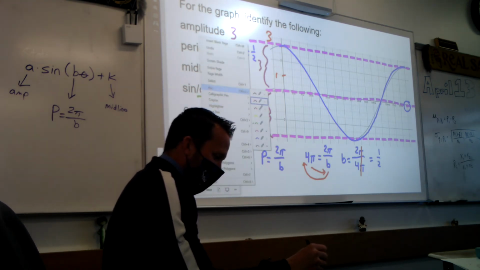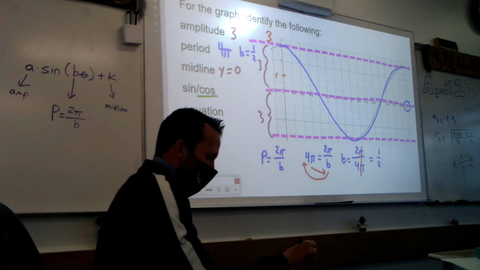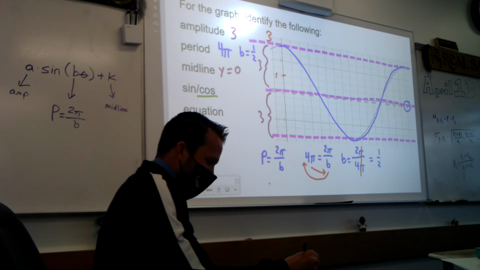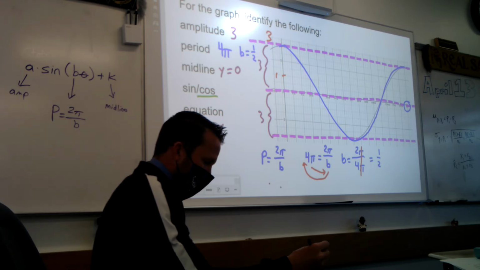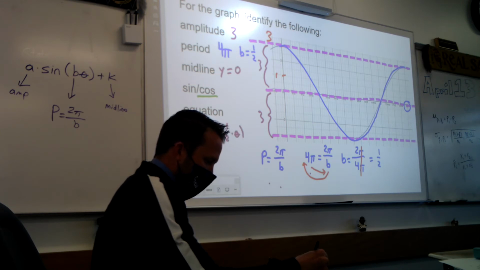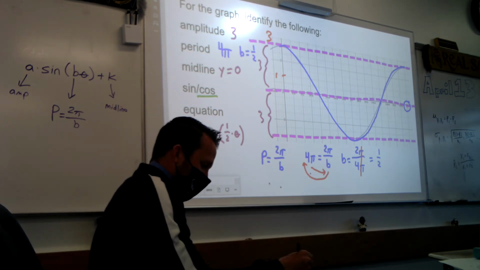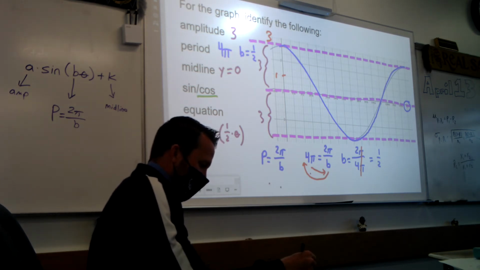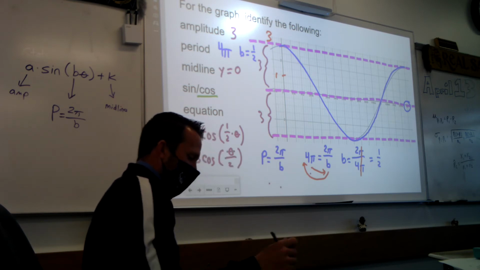Did I say it? No, you said it last time. Who's going to say it this time? How about Jade? Jade, put all those pieces together. So it would be 3 cosine theta. Great. That's it. Now, you could also write it like this, and sometimes this is how you're going to see it: 3 cosine of theta divided by 2.